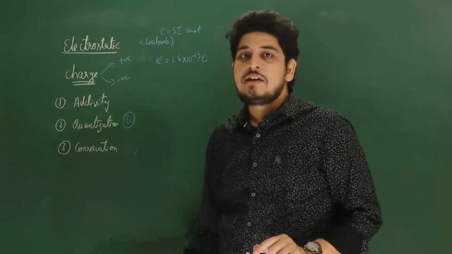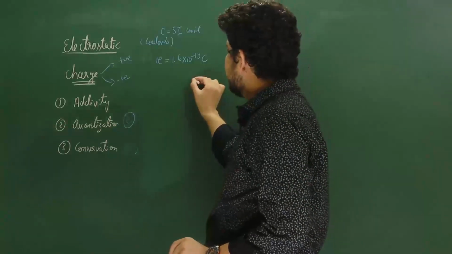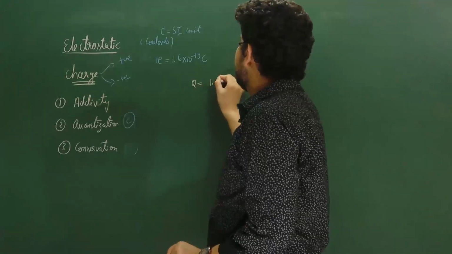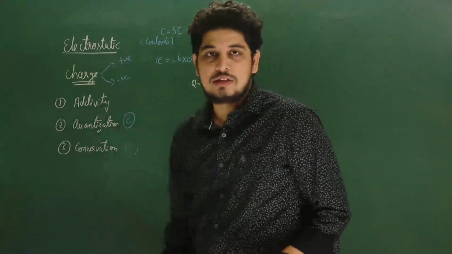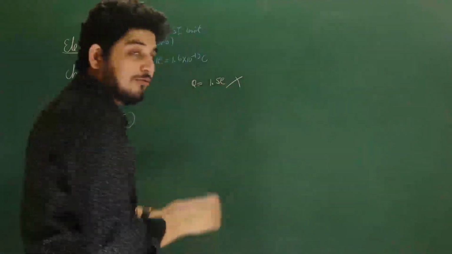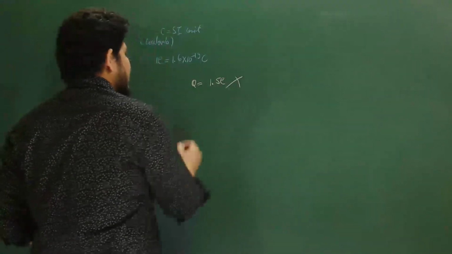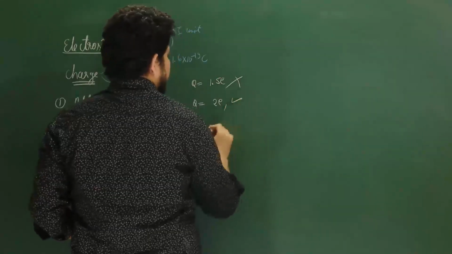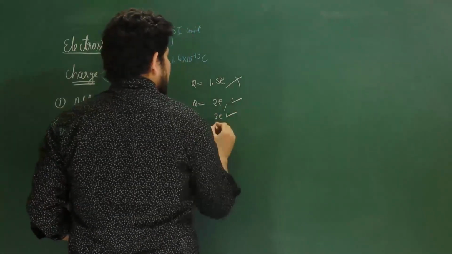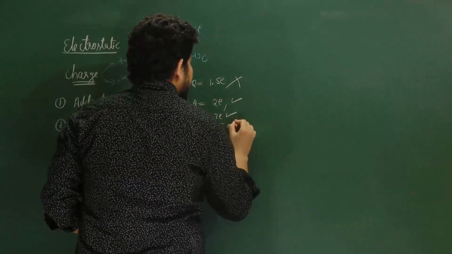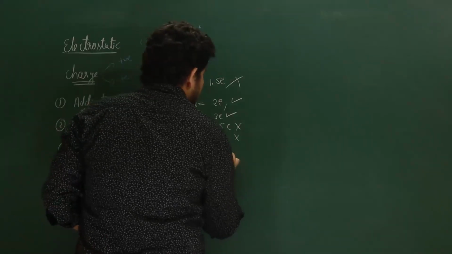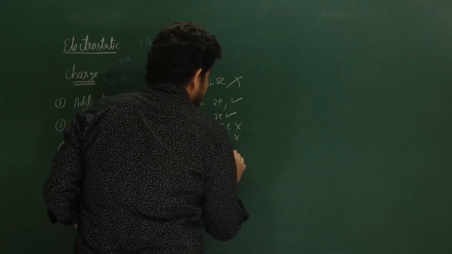Getting my point? We cannot write charge equals 1.5 e. It is not possible. We cannot divide e further. Yes, we can write the charge as 2e, it is correct. 3e, it is correct. 1.5 e, it is not correct. 2.5 e, it is not correct. e by 3, it is not correct.